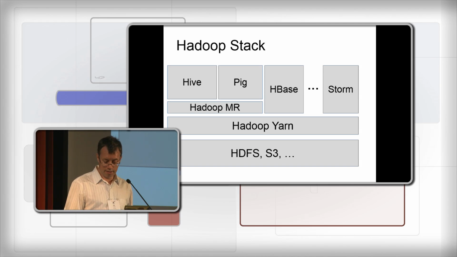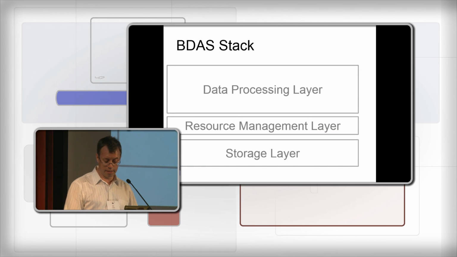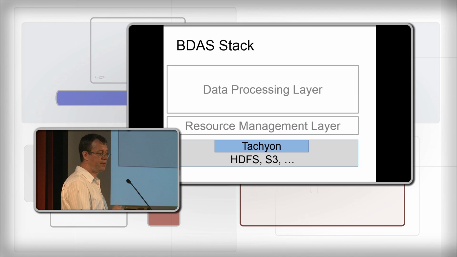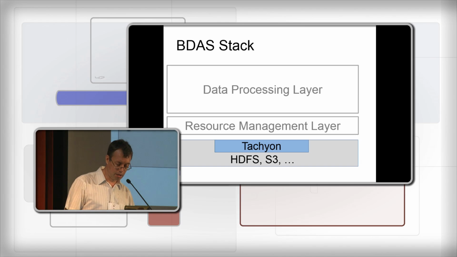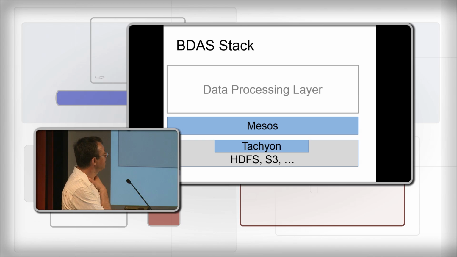Now, how does our stack map onto these three layers? As a storage layer, we are still using HDFS and S3, but we also have an addition we are working on, Tachyon, which is an in-memory storage layer that allows different cluster computing frameworks or applications to share data much faster. As a resource management layer, we have developed Mesos, starting in 2009.